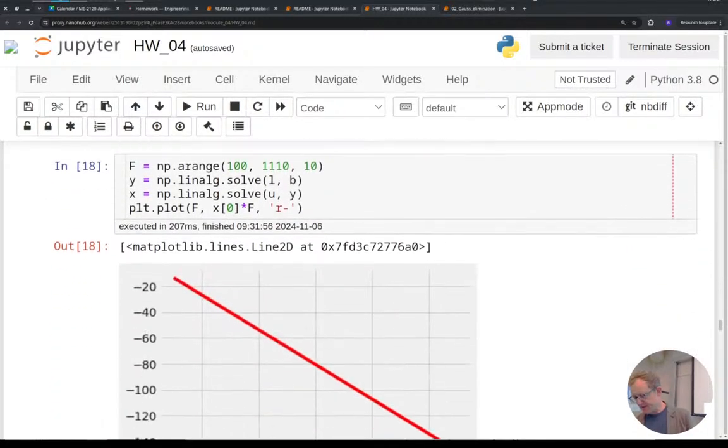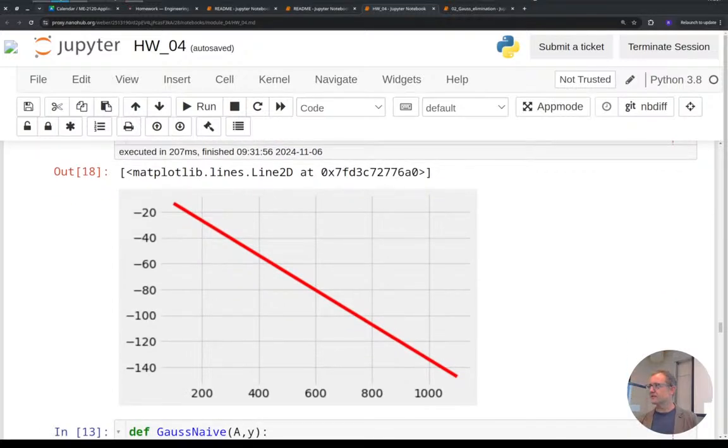Not everything is nice and linear, but it is nice when it works out. So it's a similar process, just more variables. Yeah.